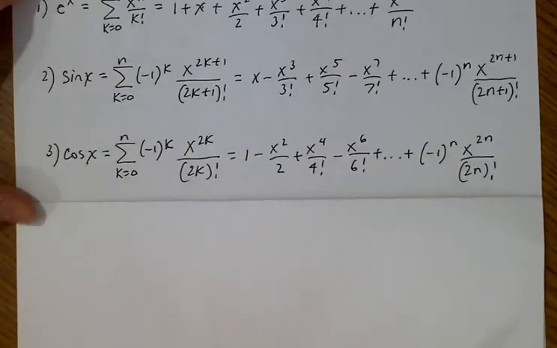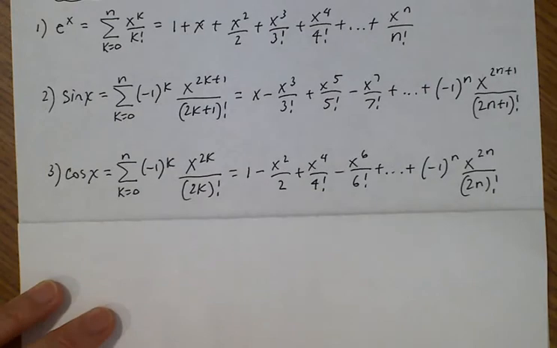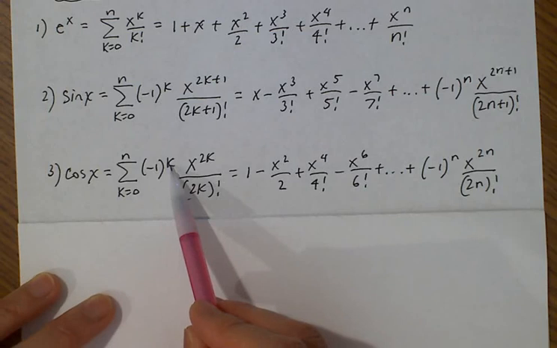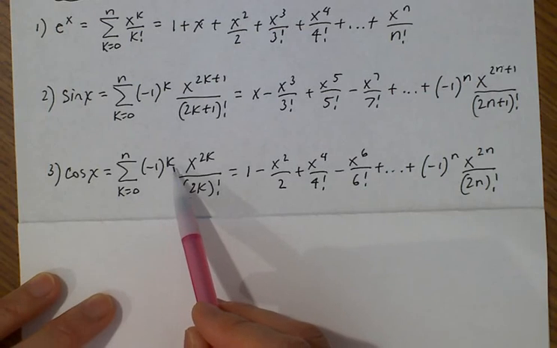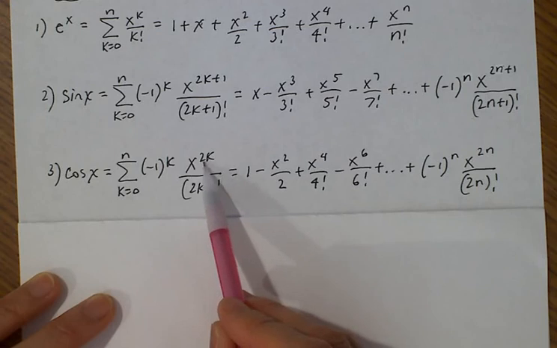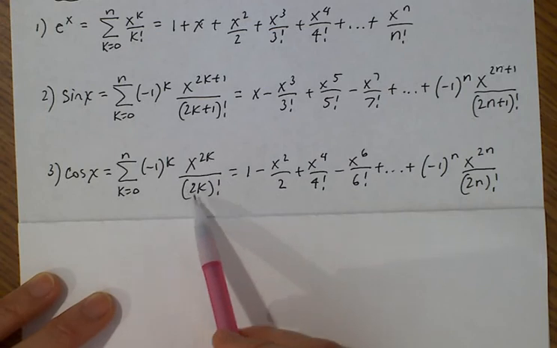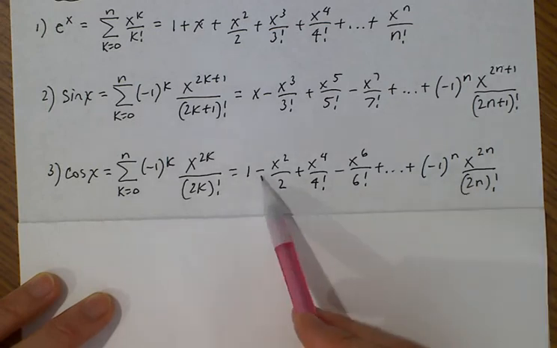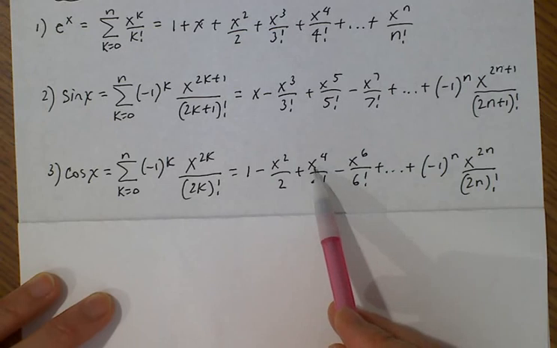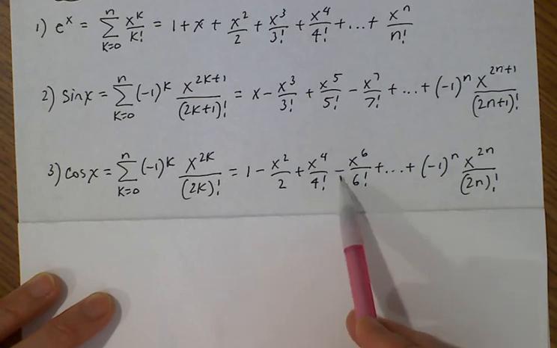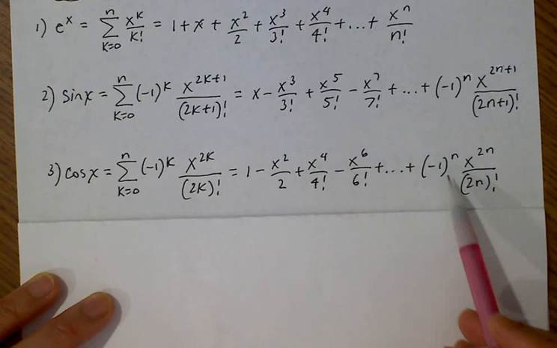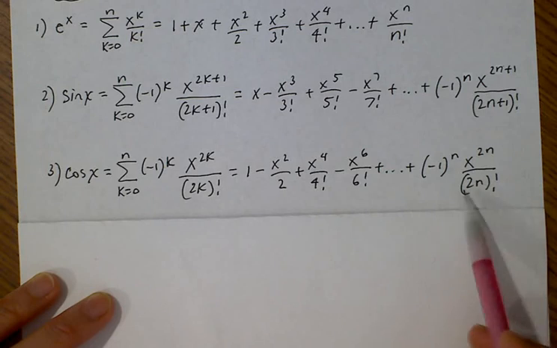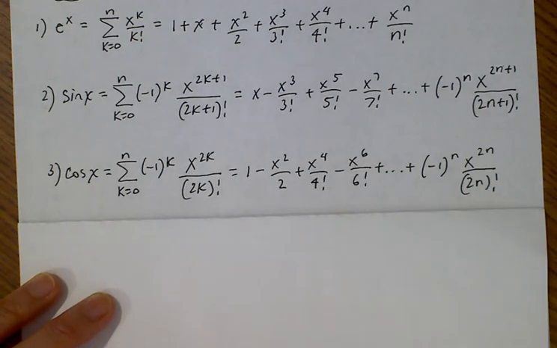Okay, the third important one is the cosine. For the cosine, this is also alternating, so you'll have a negative 1 raised to the k power. And then since cosine is an even function, you'll take x and raise it to the 2k power all over 2k factorial. And this would be the expansion. 1 minus x squared over 2 plus x to the 4th over 4 factorial minus x to the 6th over 6 factorial all the way to negative 1 to the nth times x to the 2n all over 2n factorial.